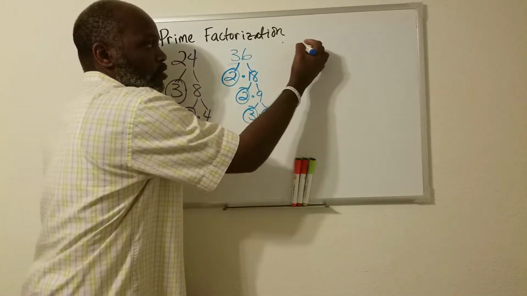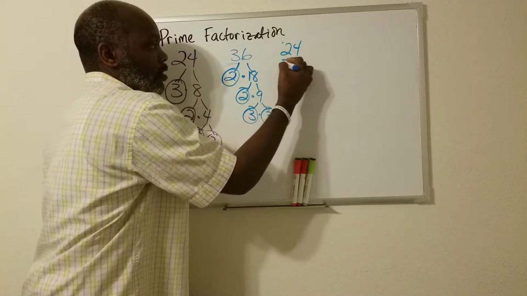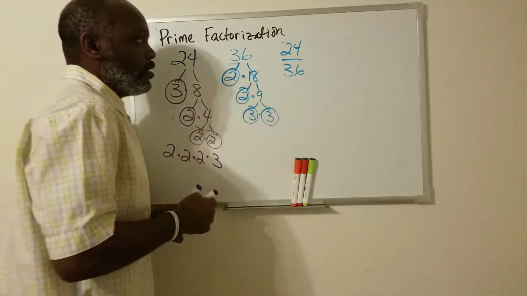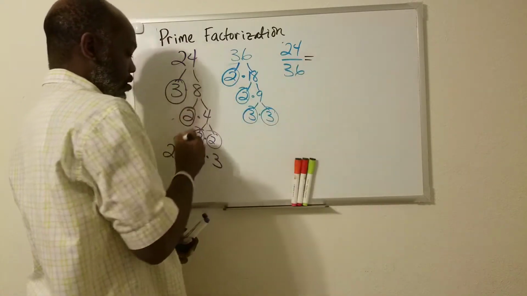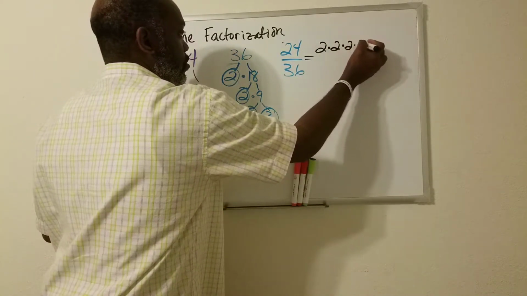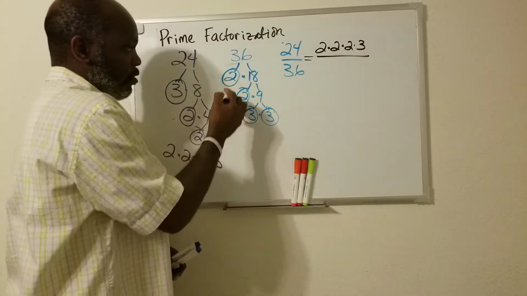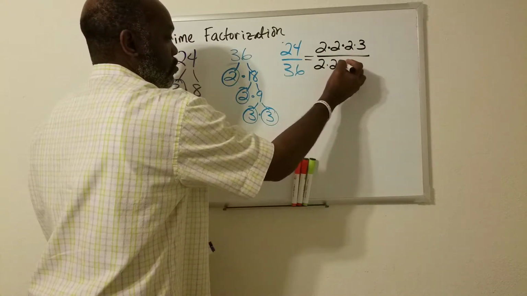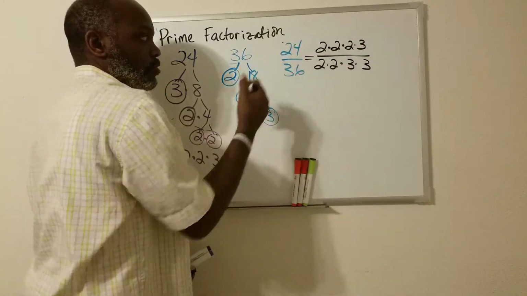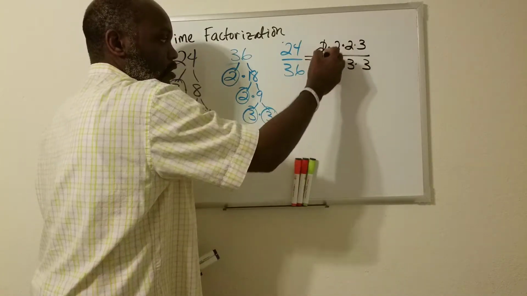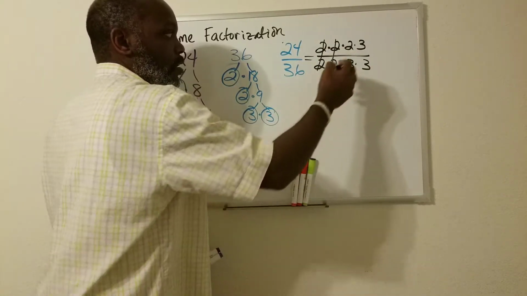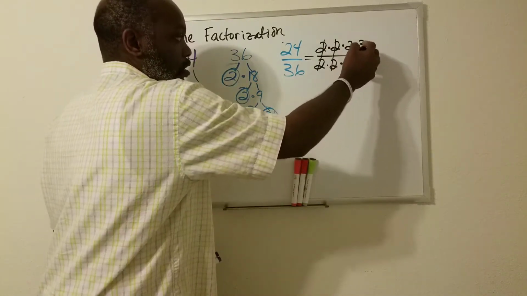So if these were fractions, let's say I wanted to reduce them, I could also write the 2 times 2 times 2 times 3 over 2 times 2 times 3 times 3. Now what we're going to do is reduce those things that are in common. So 2 divided by 2 is 1, and 2 divided by 2 is 1. And there are no more 2s in the bottom, so we can't reduce anything further.